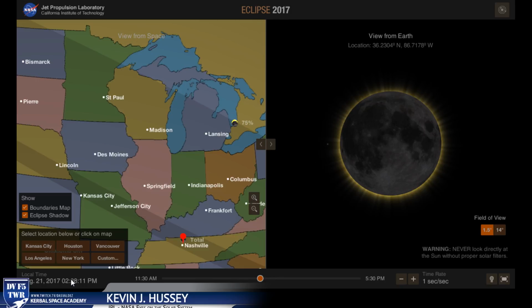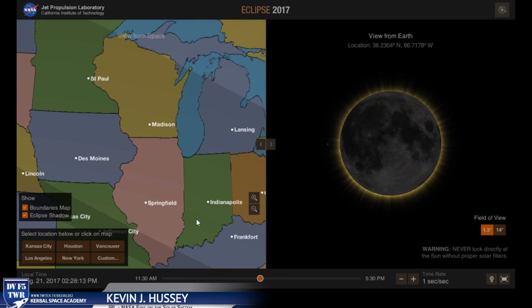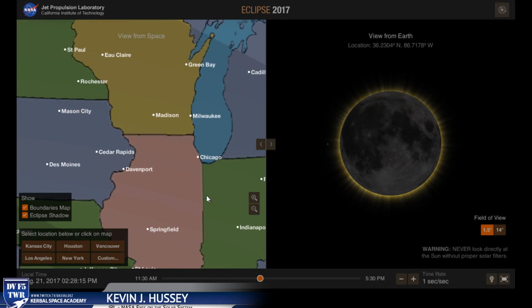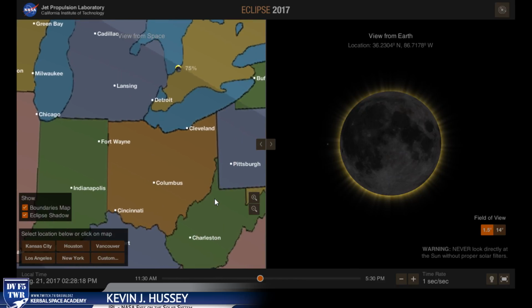Could we click on Lansing right quick? Lansing, absolutely. And you can just click on the map and it'll show you that location. So Lansing, Michigan. The edge over that way. There you go.